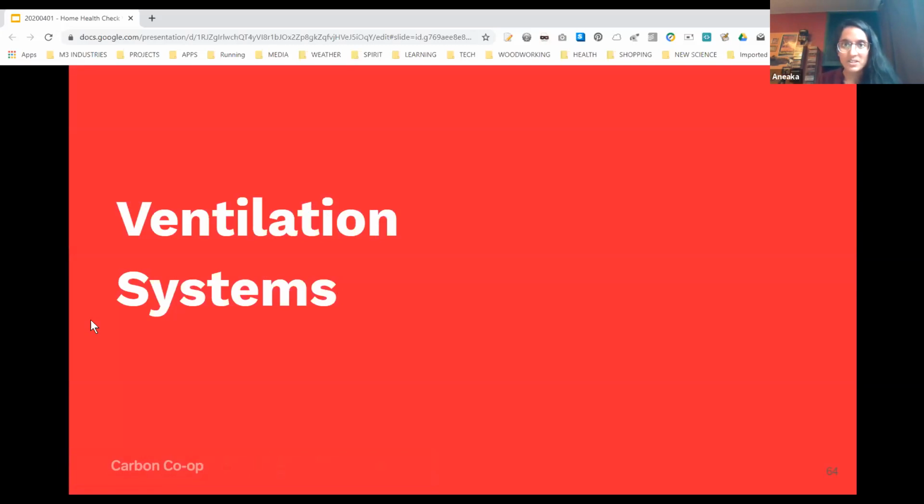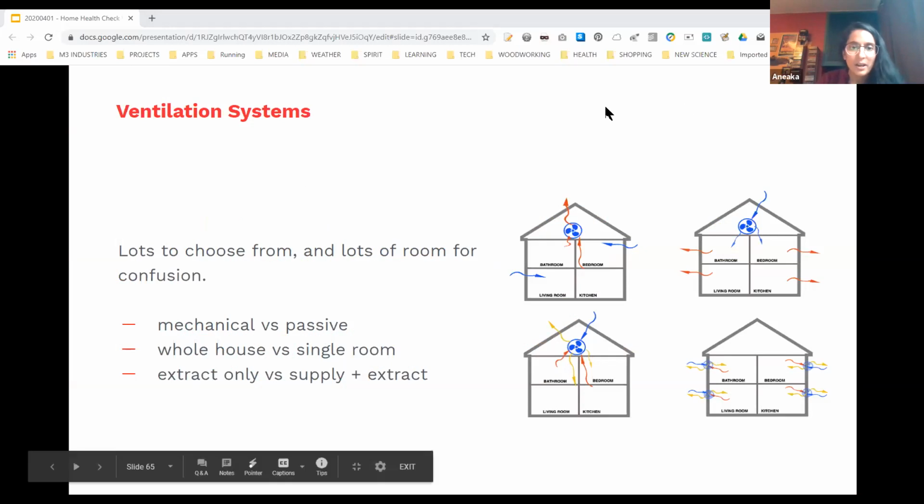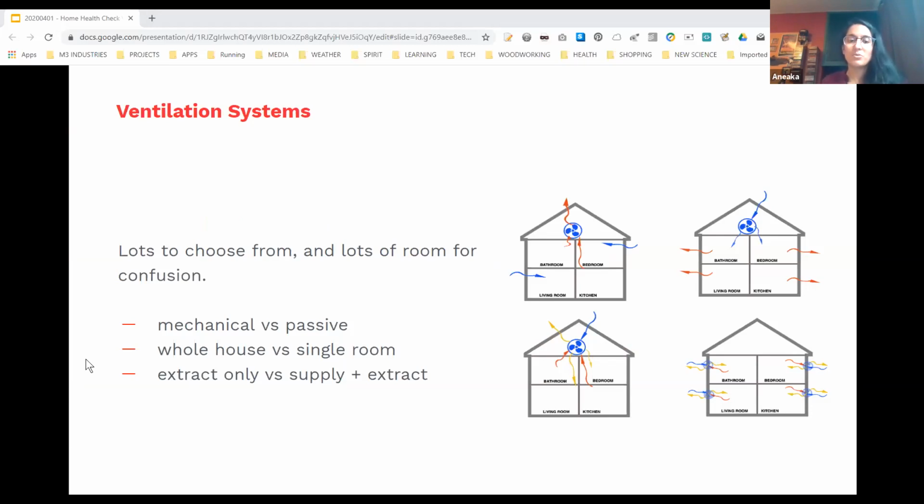So we'll move into the systems, and interrupt me if I've missed a question. There are lots of different systems to choose from. Some of the things to look at are whether it's mechanical or passive, whether it's whole house or just a single room, and whether it's extract only or supply and extract. I'll explain more about what all of this means as I go through the systems.